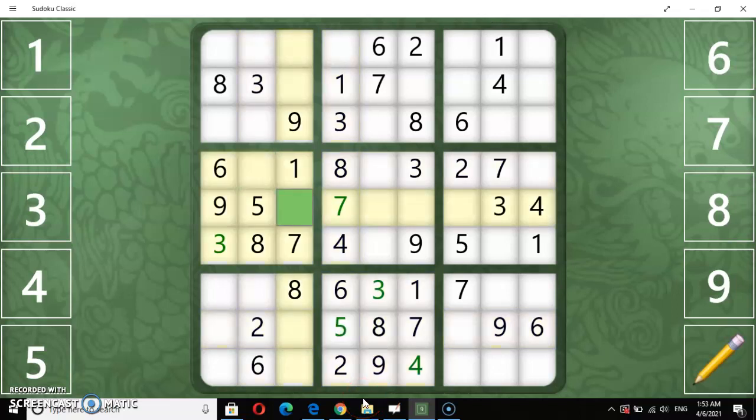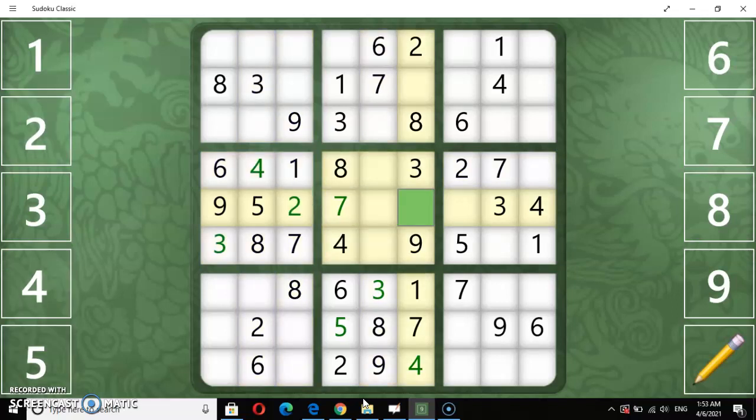Same here, 1 and 4. 4 we cannot write here. Sorry, we can write 4 here. Here we cannot write because here is 4. So this place is 4. And then what else? 2. Right here 2. This is done.